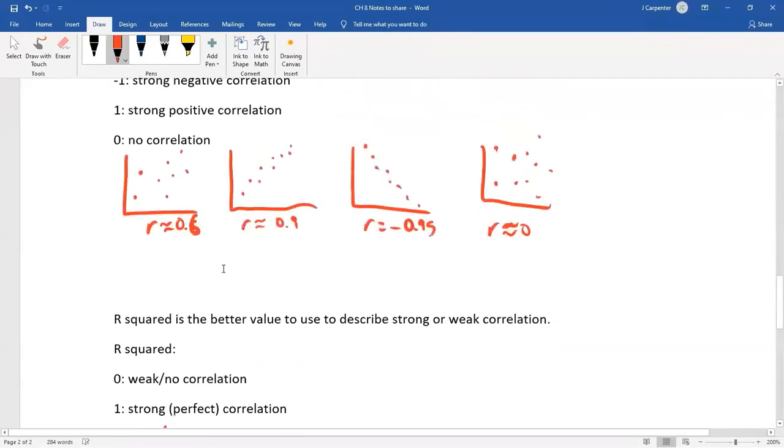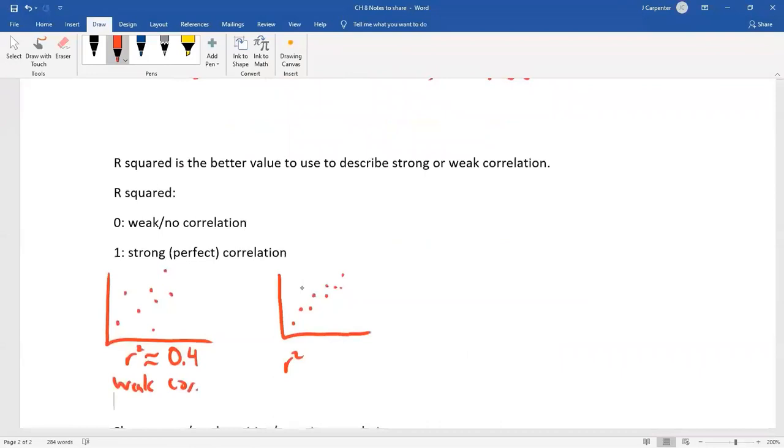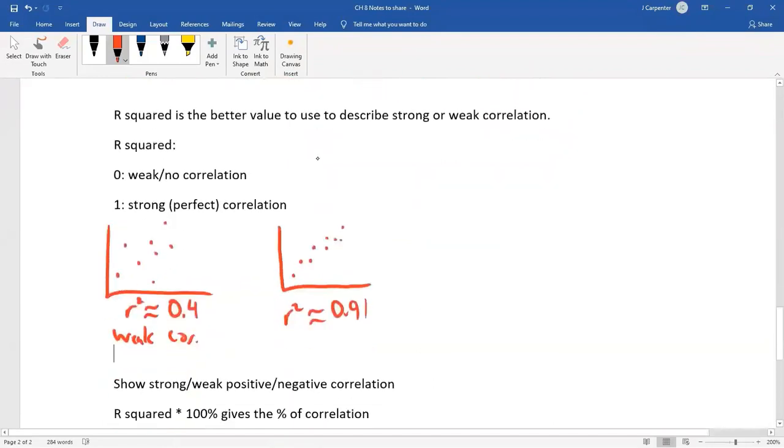R squared of, let's go with this one, something like that. This R squared is probably about 0.9, maybe 0.91. And again, don't take this 0.9 as super accurate. It might have been like 0.95, but that's pretty good because the data is pretty tight. This would be strong correlation. The R squared is not telling me that the slope is positive.